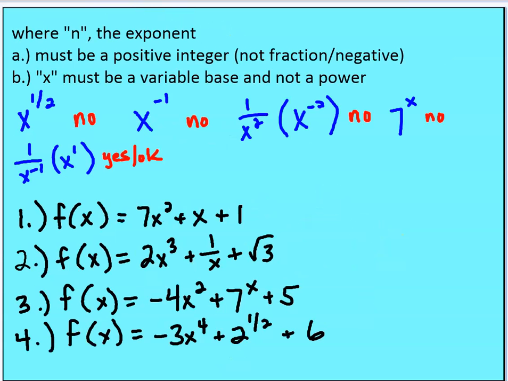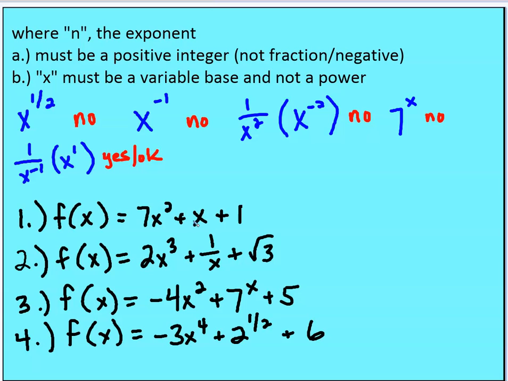All right, so what is a polynomial function? How do we define it? So n is going to be some exponent value, and that exponent value is not a variable, but we just say n because it could be any number. And whatever that number is, it has to be a positive integer. It can't be a fraction, and it can't be negative. X also, so x is going to be the base here, has to be a variable and not a power.